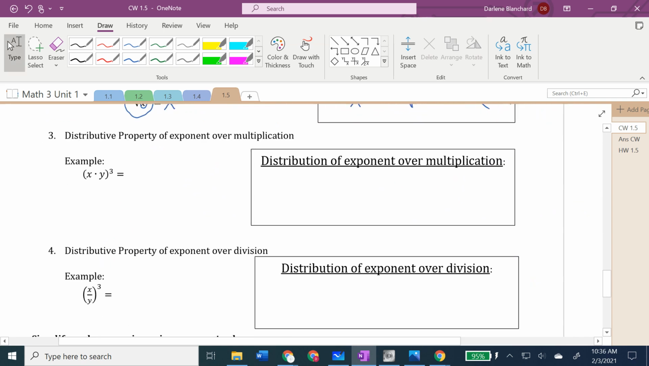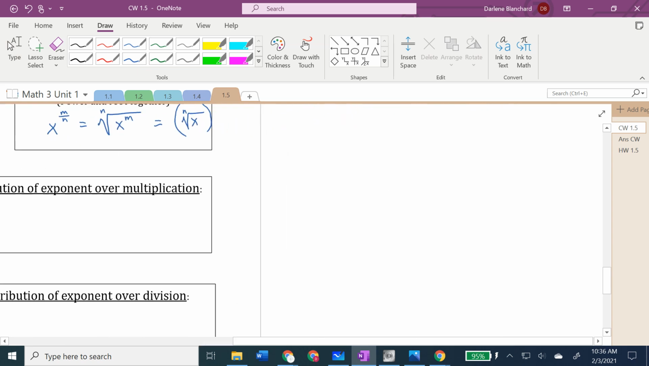Now, I want to point out to you that these next two properties are distributive properties. You're used to the word distributive property going to, you can distribute multiplication over addition. So I want to write that out there real quick. If I have, say, a times b plus c, I distribute the multiplication over the addition.